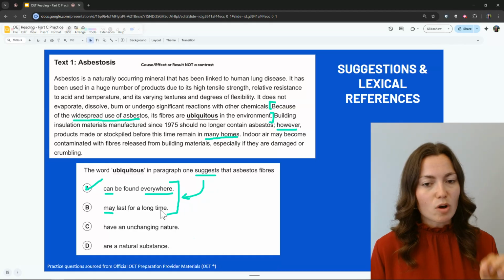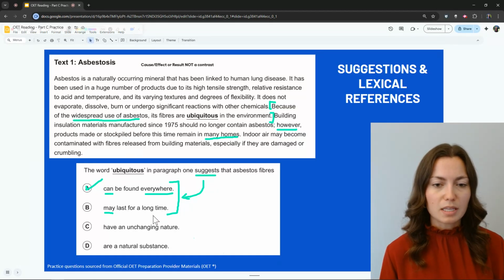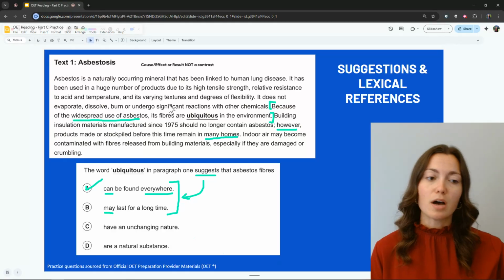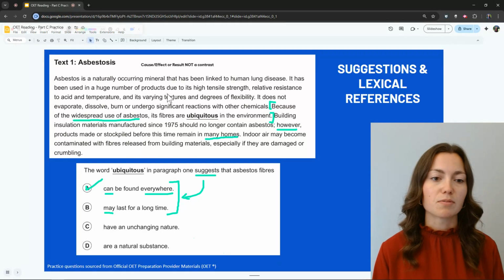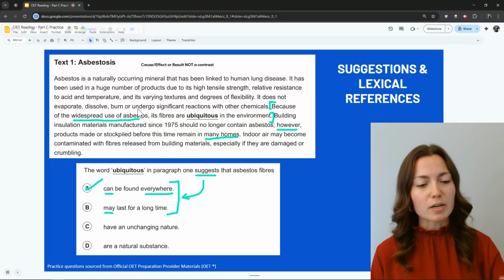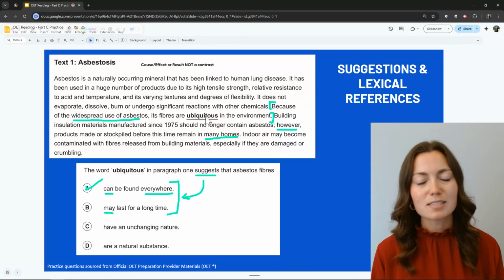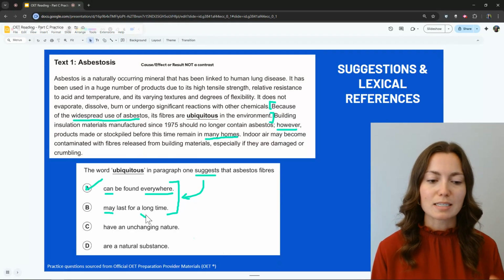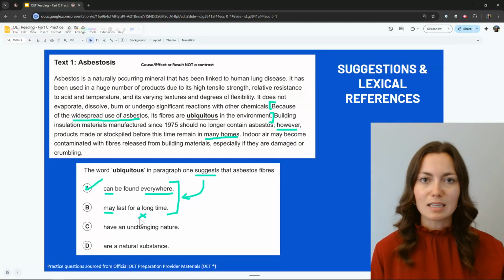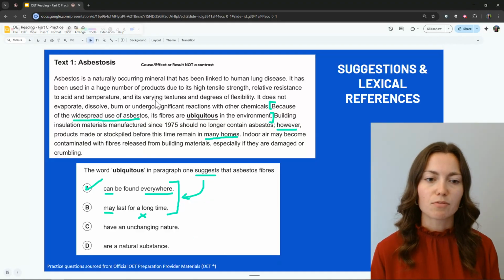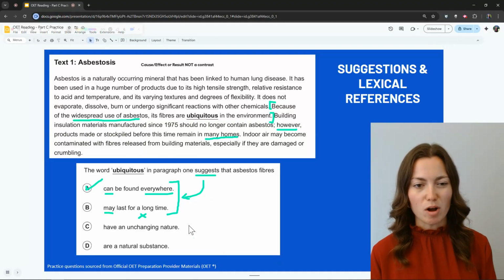Tricky, may last a long time. Okay, so again, we are seeing the fact that in the previous sentences, it's talking about it not evaporating, dissolving, burning, or undergoing significant changes. But the problem there is we have to connect ubiquitous. And if it's not connected to ubiquitous, we have a problem. So that's why that's wrong. It's a statement or it's sort of an idea in the text, but it's not related to our lexical reference. Same with this one, have an unchanging nature. Well, we can gather that or we can understand that from the previous sentences, but same problem.